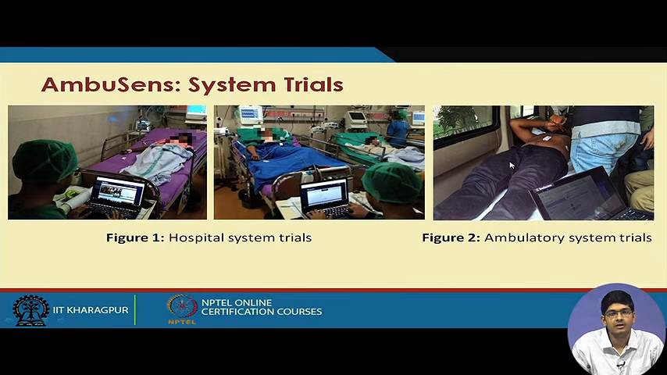The two scenarios of deployment shown in the animation, the systems were tried out in those two scenarios. Figure 1 shows the trials in the hospital scenario and figure 2 shows the trials in the ambulatory scenario. Both trials were carried out successfully, and through a number of iterations we have successfully calibrated and tested out the system. The results are shown in the next slide.